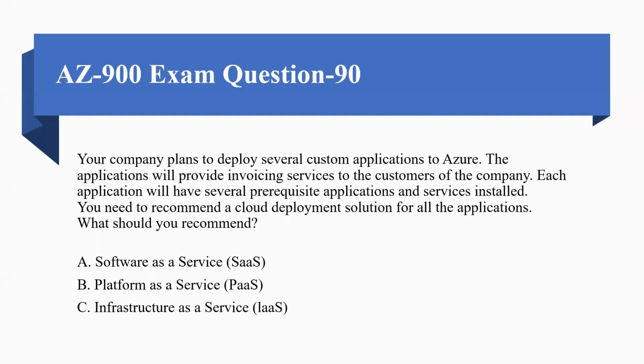Coming to the question number 90. Your company plans to deploy several custom applications to Azure. The application will provide invoicing services to the customers of the company. Each application will have several prerequisite applications and services installed. You need to recommend a cloud deployment solution for all the applications. What should you recommend? A. Software as a service. B. Platform as a service. Or C. Infrastructure as a service. And correct option is C. Infrastructure as a service.